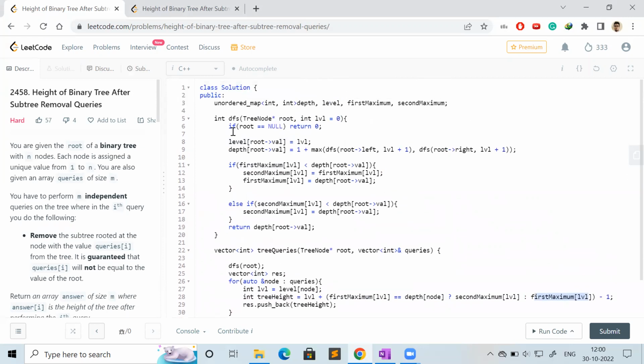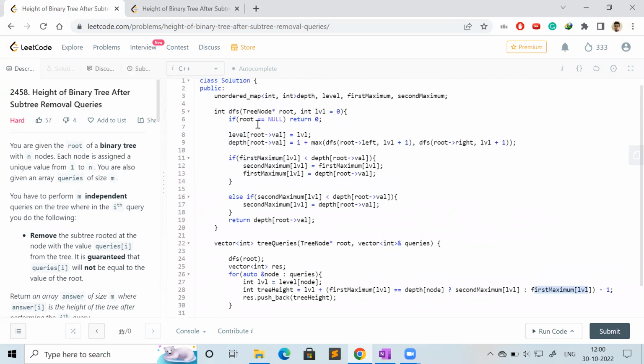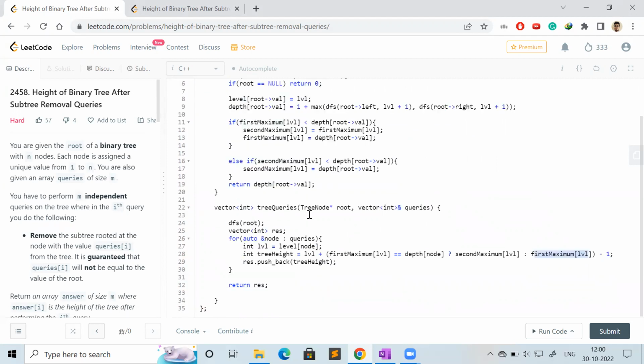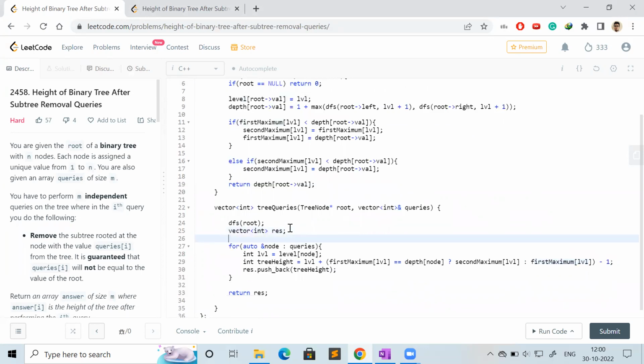So this overall time complexity will be big O of n, because first of all we pre-compute the level and depth and the first maximum and the second maximum. It is done in big O of n time, and answering each query takes order of 1 time. But say we have q number of queries, so the overall time complexity will be big O of n plus q.